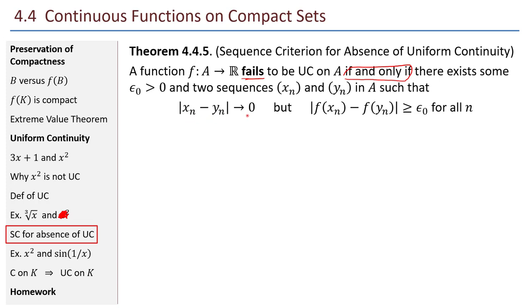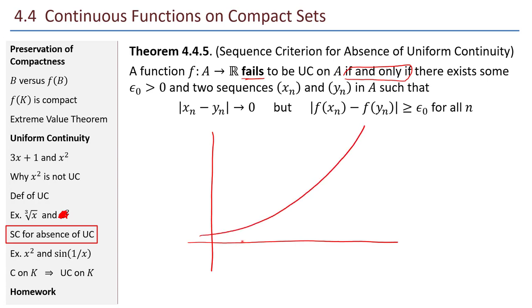The difference of corresponding terms goes to 0, but the difference of corresponding function values of those terms stays above my limit epsilon naught. So if I can make two sequences where corresponding terms get closer and closer together, but those function values stay above a certain limit, then the function is not uniformly continuous. Here's sort of the idea seen with x squared.